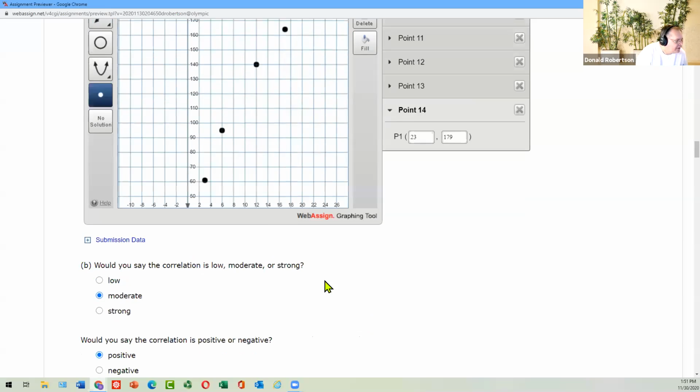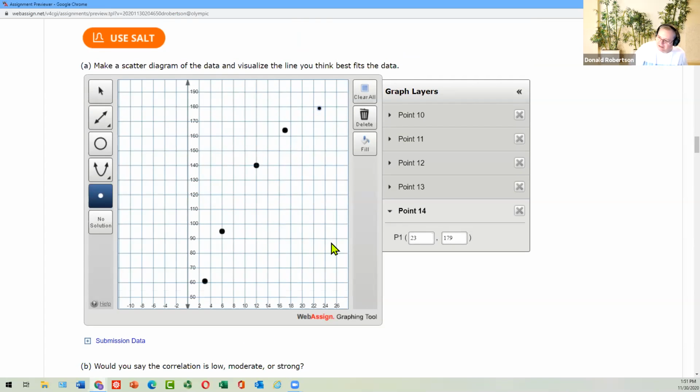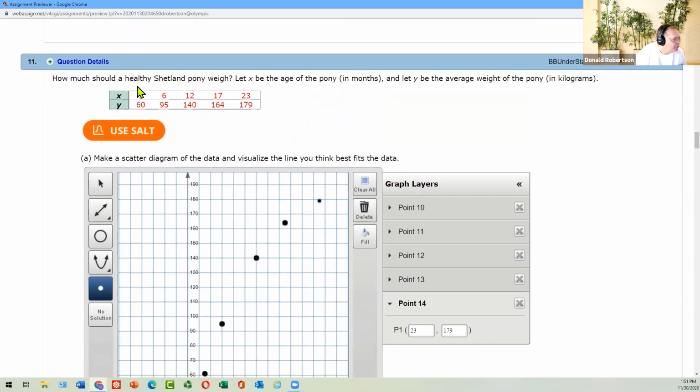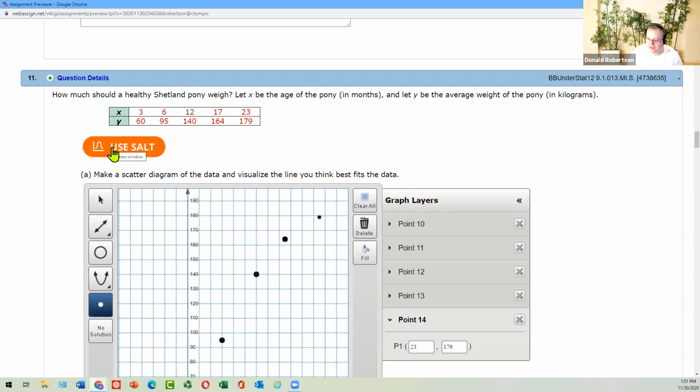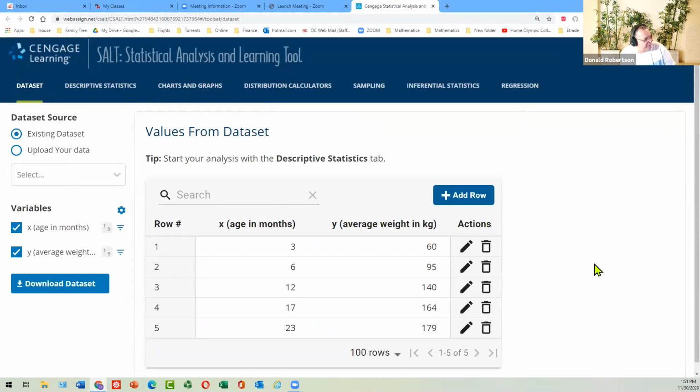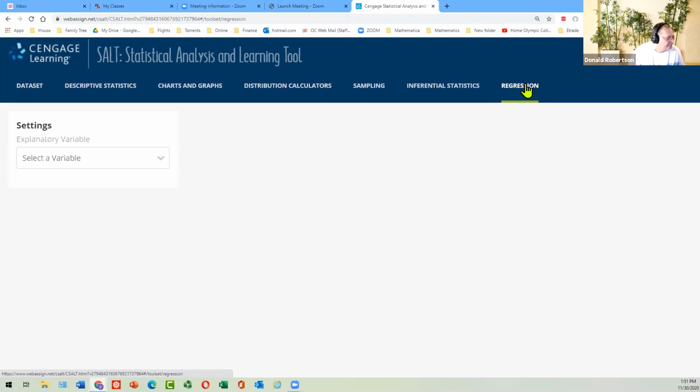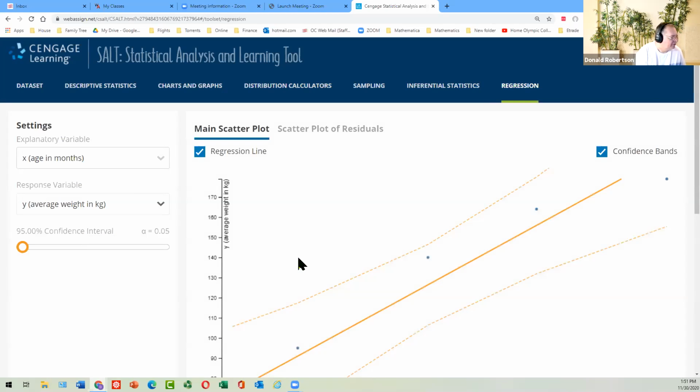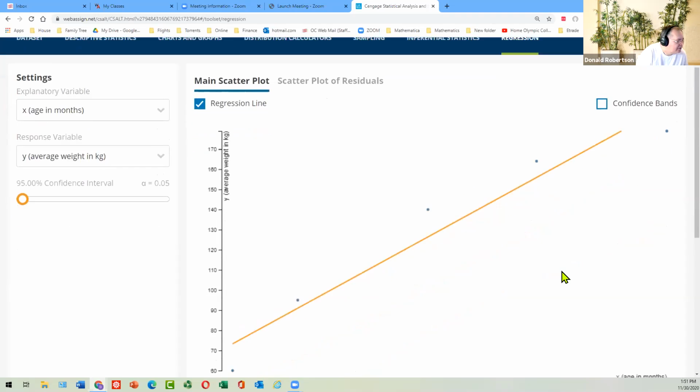So we are going to find, remember that magic number, R equals 0.9, R equals 1 was perfect, that number? That's the guy we're going to find, but we're going to do it using SALT, which is so much easier, right? So I'll click on SALT, and you are now looking at this guy. And the fella that we're going to use is called regression. And it says select a variable. And the first one was age, and the second variable was weight. And I'll take that out.